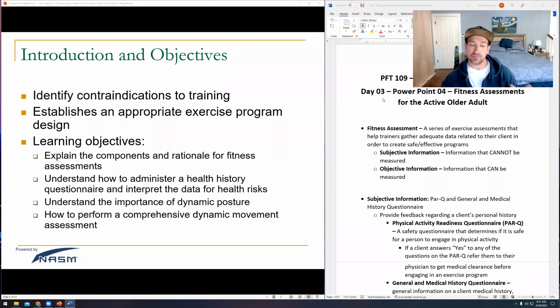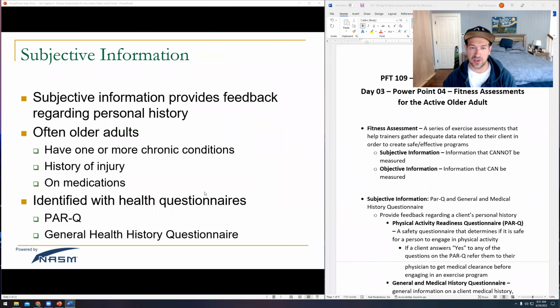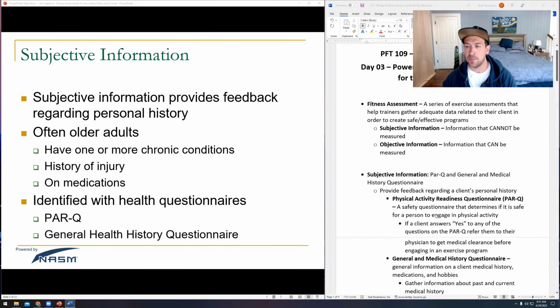So we want to get through all that today: the components for a good fitness assessment, as well as how to administer that, subjective information as well, understanding our posture, and then how to put it all together. So obviously, a fitness assessment is a pretty complicated tool.